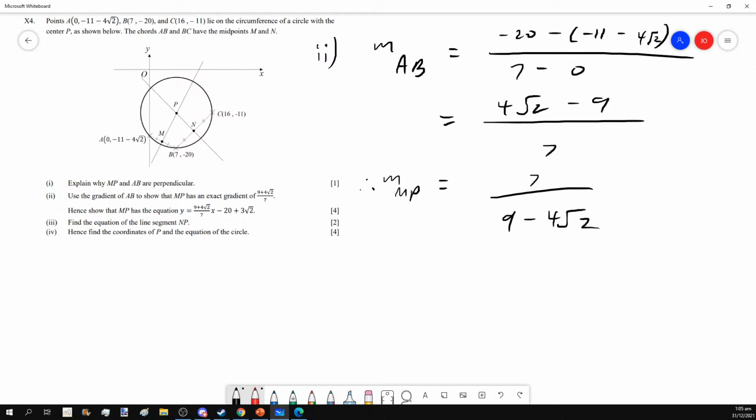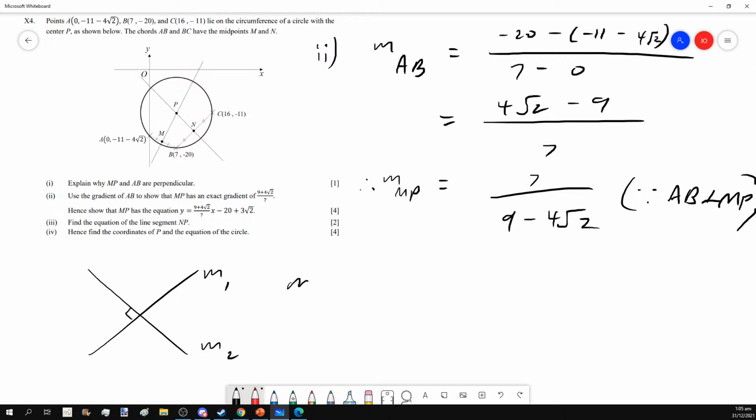Why is it the negative reciprocal? Please remember what we saw in the previous lecture video. It is a negative reciprocal because if you have perpendicular lines with the gradients m1 and m2, that means that m1 multiplied by m2 equals negative 1, and therefore the new gradient m2 will be negative 1 divided by m1, the negative of the reciprocal. So reciprocal, of course, just means you swap numerator and denominator, and negative means that I will swap the sign on this. So this is what we have. The gradient of MP will give me this.